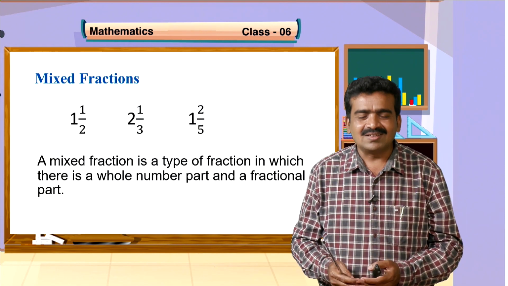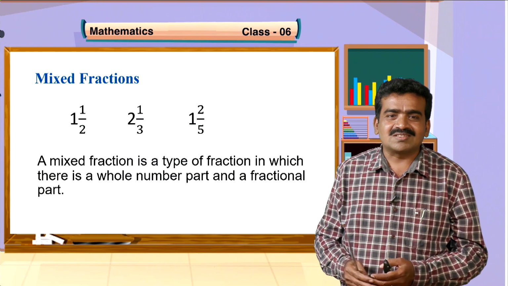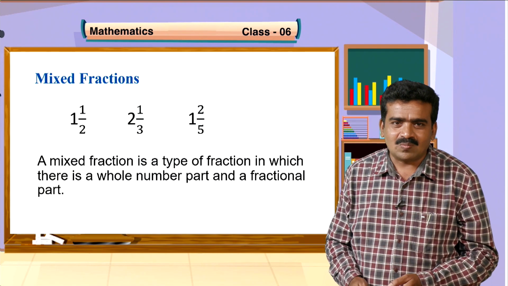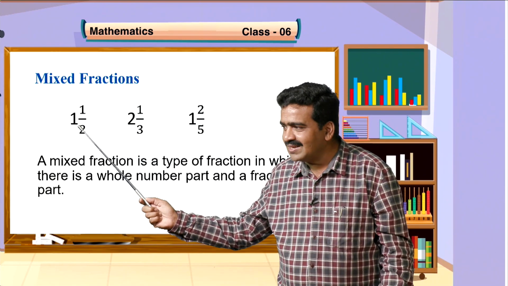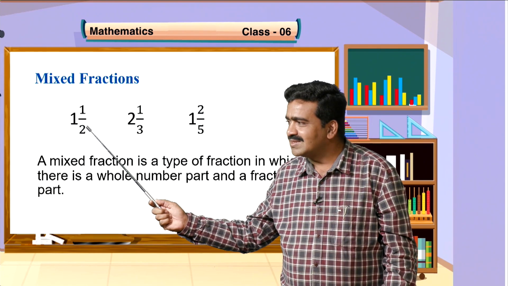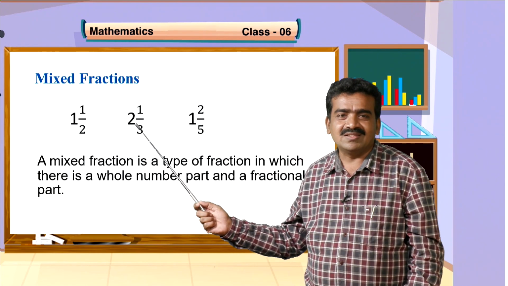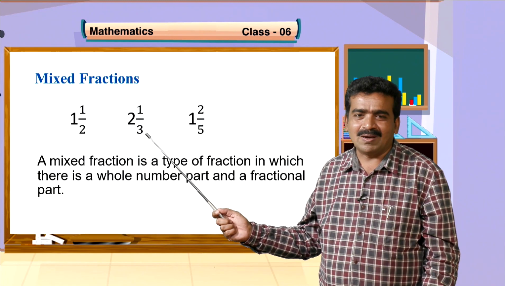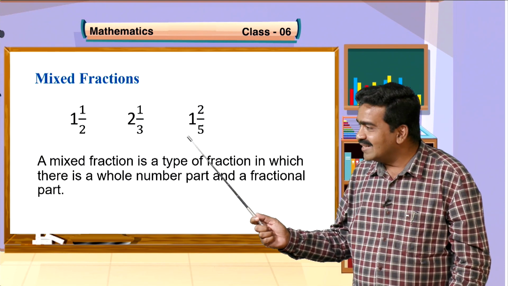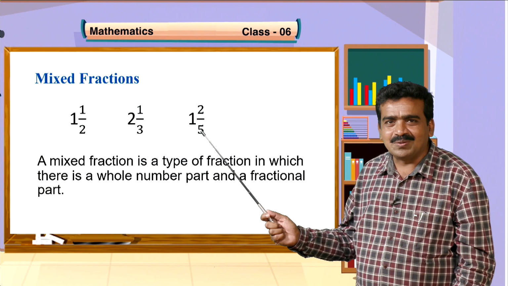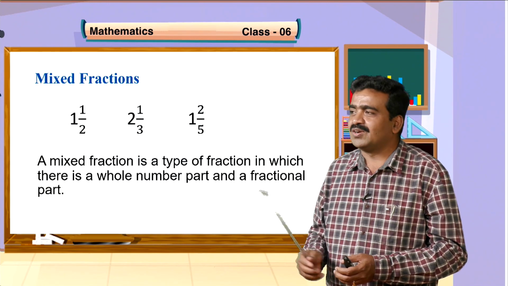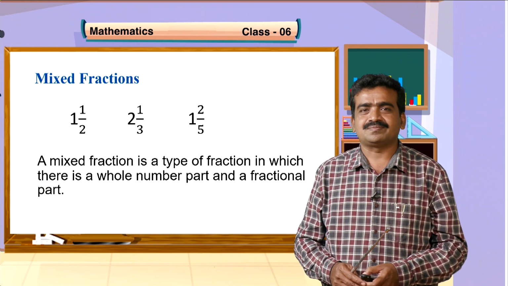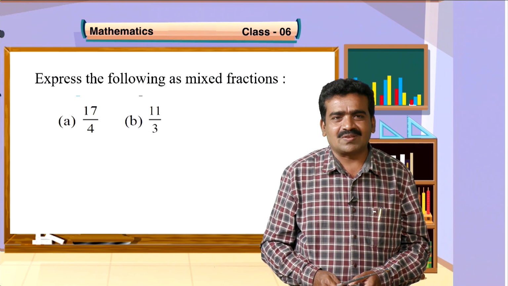Can you repeat it again? Yes, my dear student, mixed fraction is a type of fraction in which there is a whole number part and there is a fractional part. Here in this case, this 1 is the whole number part and 1 by 2 is the fractional part. Here, 2 is the whole number part and 1 by 3 is the fractional part. In this case also 1 is called the whole number part and 2 by 5 is called the fractional part. Like this we can read and also identify the mixed fraction.